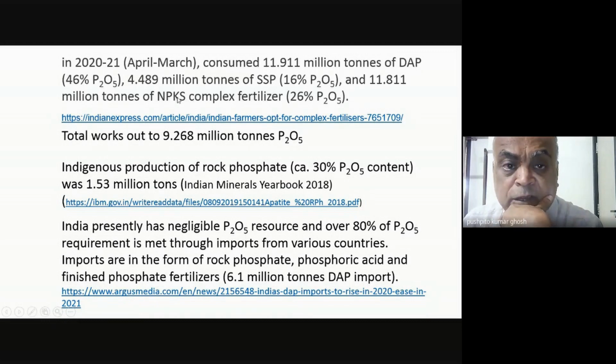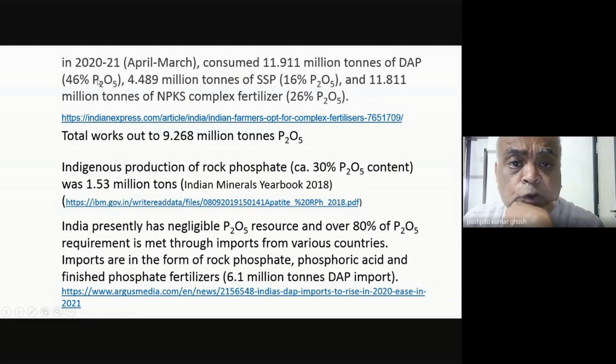taken together. The P2O5 content in diammonium phosphate is about 46%. In single superphosphate, it's about 16%. It actually varies from 12 to 16%. And in these, it's about 26%. They are really formulated from DAP. So it's one and the same thing.